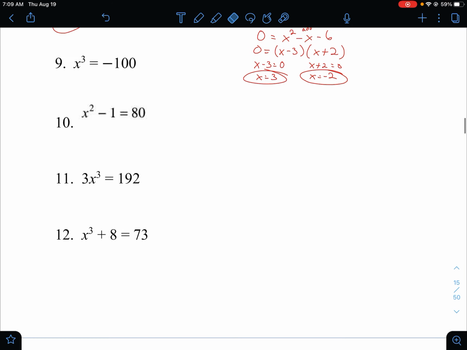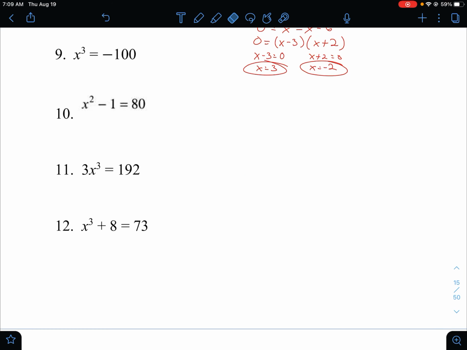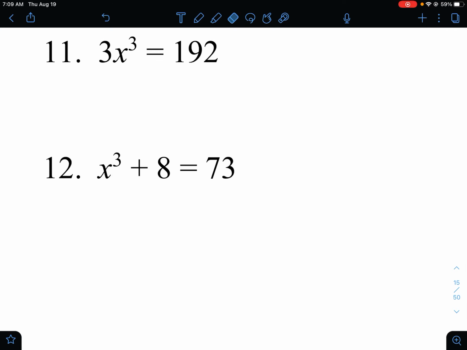All right, let's see. I'll do one of these, I guess. So I'll go ahead and do 12. We're going to go ahead and subtract 8 from both sides. And we get x cubed equals what? 65? Does that seem right? Yeah, all right.